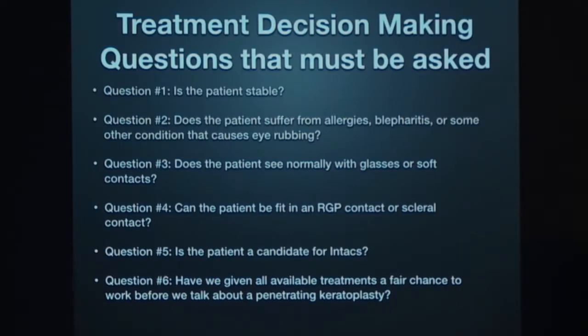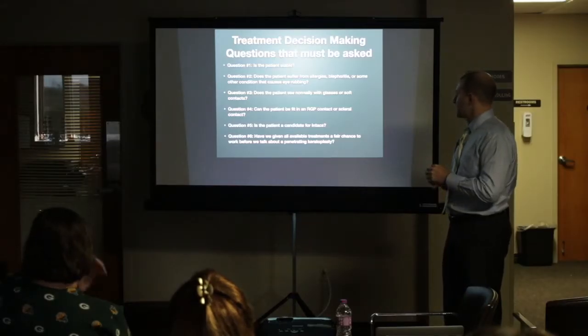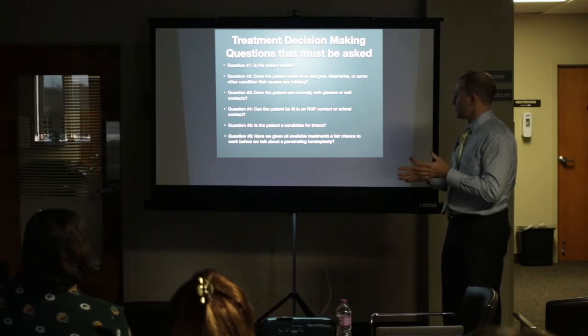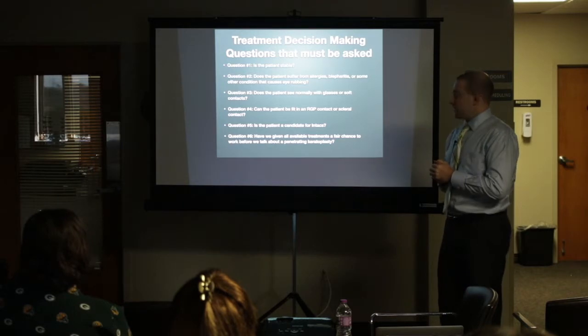Question 3, does the patient see normally with glasses or soft contact lenses? Some patients have this disease, but it's such a mild version that their vision's still normal with regular glasses. That's obviously good, much better than not seeing normally with regular glasses. Question number 4, can the patient be fit in a rigid gas permeable contact lens or a scleral contact lens? Some people aren't candidates for that.